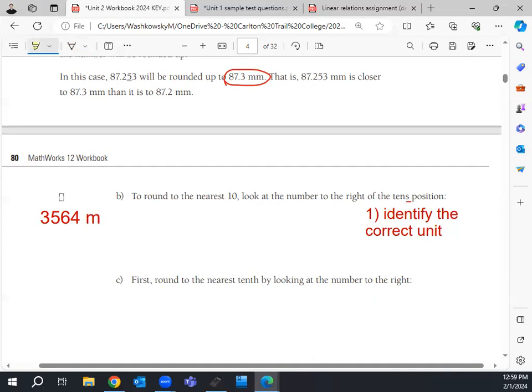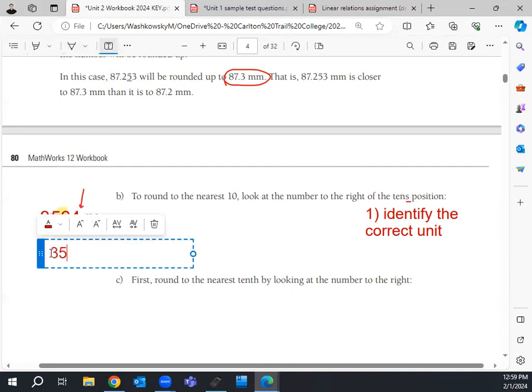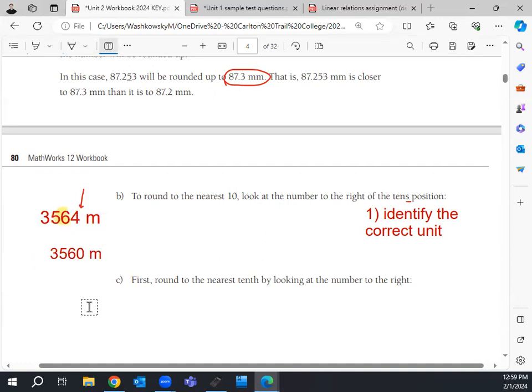I'll highlight it. I care about this spot here, right? The 6 is my tens position. So then I'm going to look at the number to the right of that, which is my 4. It's between 0 and 4, so it's going to round down. So basically, I'm going to get 3,560 meters. That's rounded to the nearest tens. There's a difference between the T-H and the Z and the S at the end of it.